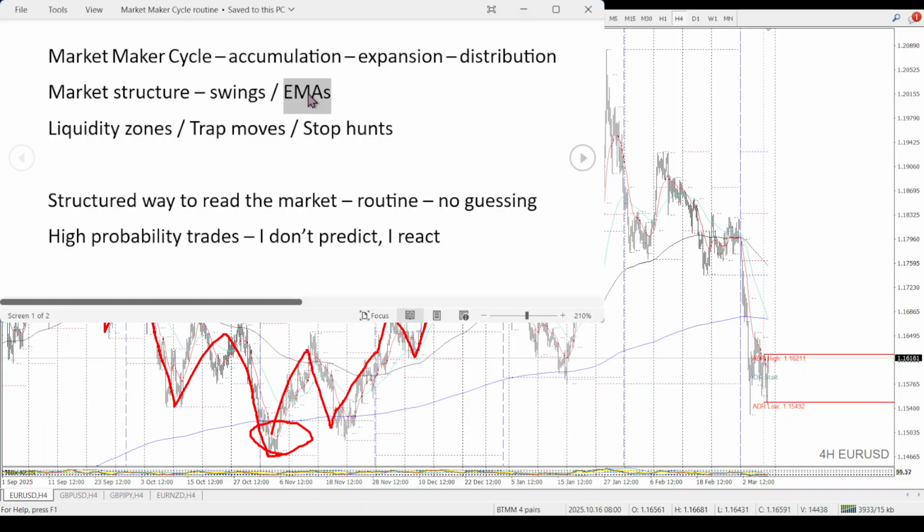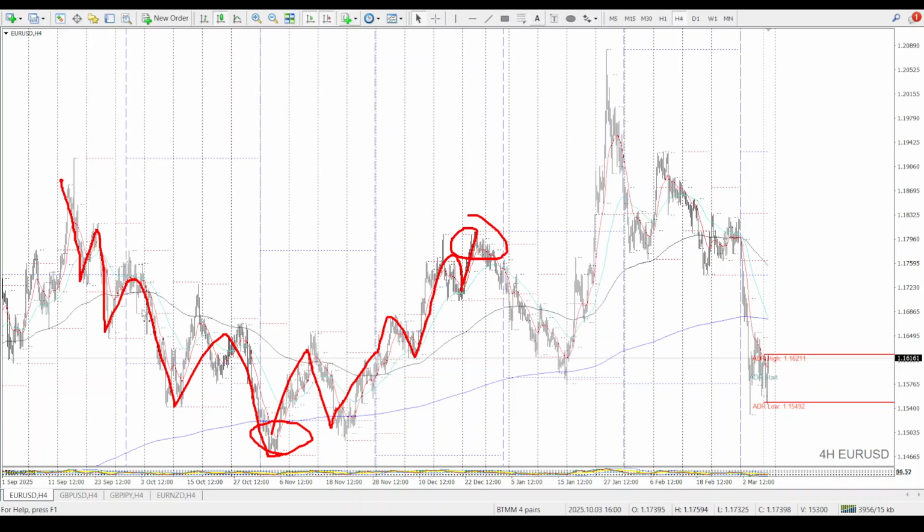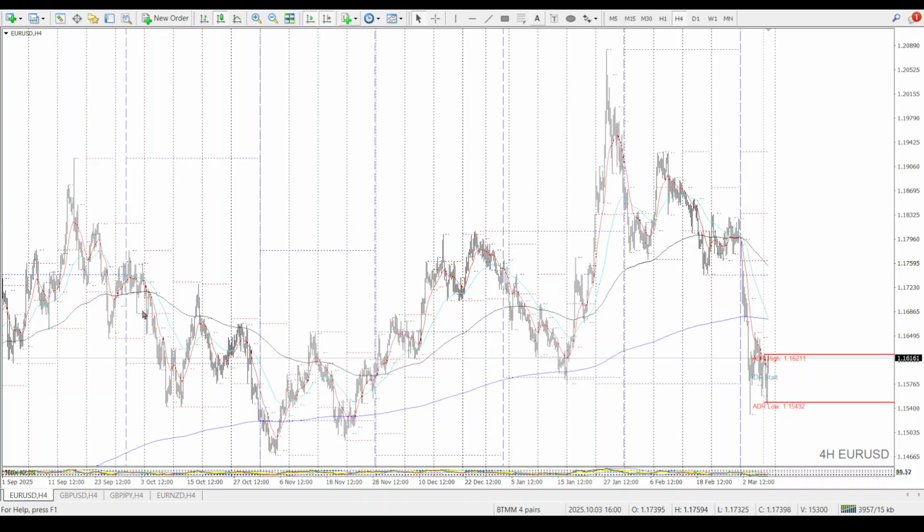I also use EMAs for my analysis because these are widely used indicators where the price can either make a bounce for a continuation or it could be an area where we can start to accumulate contracts.